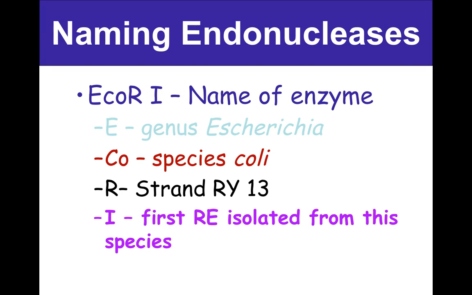The E and the co come from the name of the organism using binomial nomenclature, Escherichia coli, or as you know, E. coli. So it's coming from bacteria. That's where we get the eco from. R tells you what strand it is. So when we look at E. coli species, there have been many different mutations, and so we have to identify which one. And the I is actually a Roman numeral. It stands for a number. And in this case, it's the first restriction enzyme that has been isolated from this species.